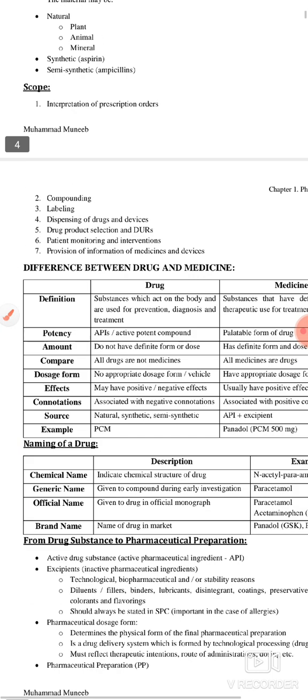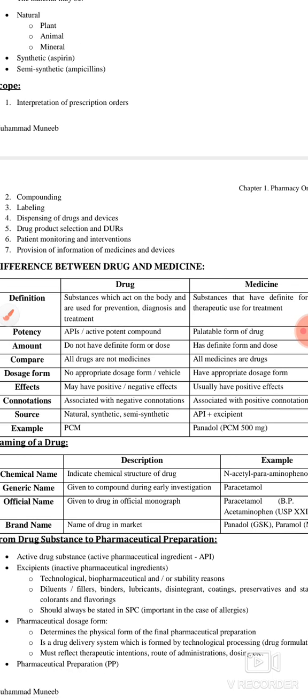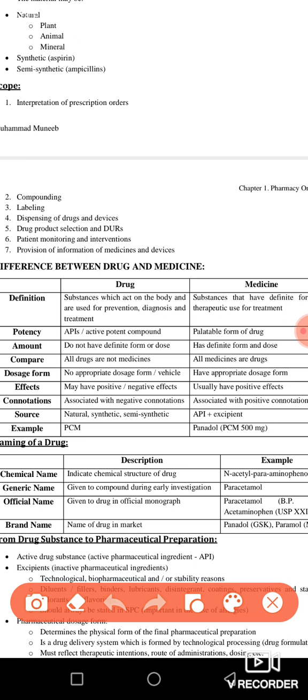Now let's see the difference between a drug and a medicine. A drug, as I explained earlier, is a substance which is not only used for treatment, it is also used for diagnosis. For example, if you want to diagnose a specific kind of disease, you can give the patient a drug.